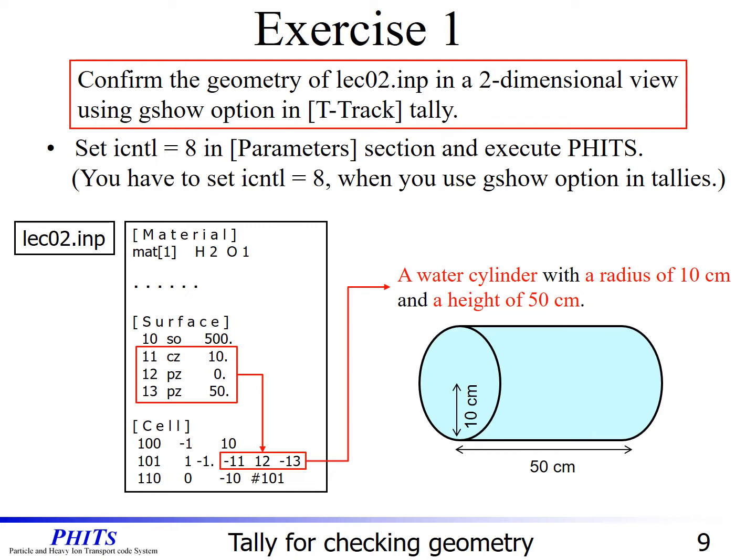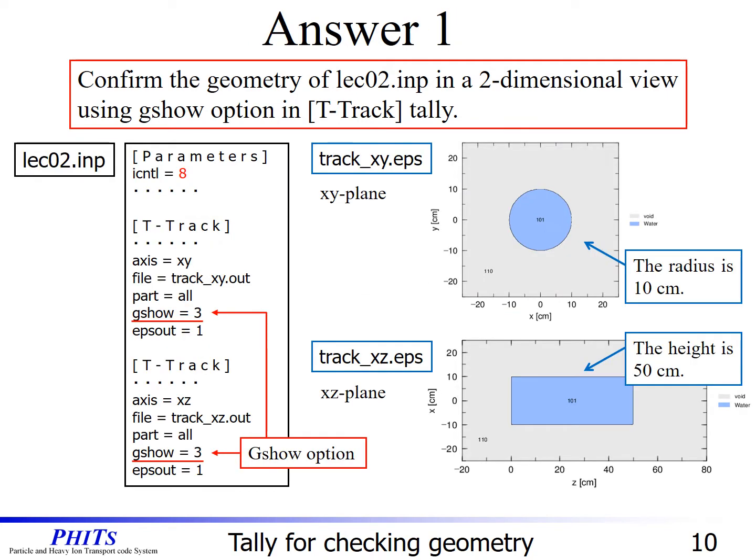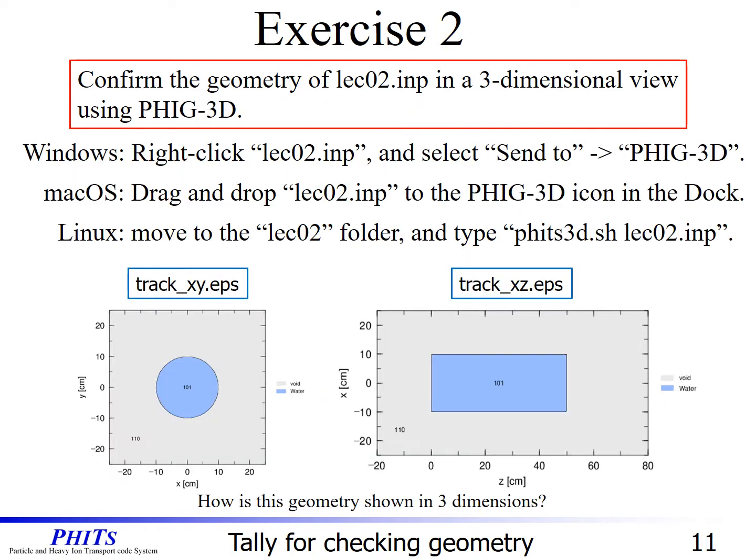In the lec02.inp, a water cylinder with a radius of 10 cm and a height of 50 cm is defined as cell 101. Let's check the answer. When you open the EPS files, you can see the cross-section views of the water cylinder in the XY plane and the YZ plane, respectively. The radius of the circle in the XY plane is 10 cm, and the height of the rectangle in the YZ plane is 50 cm. Next, let's confirm the geometry of lec02.inp in a three-dimensional view using Fig 3D.